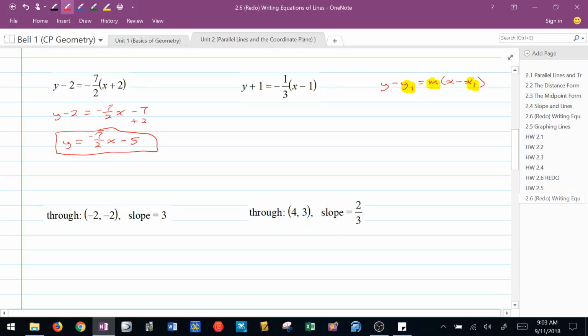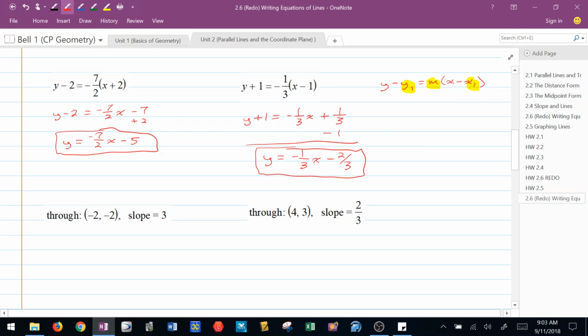Same idea in this next one. Distribute: y plus 1 equals negative 1/3 x. Then I have negative 1/3 times negative 1. That's going to be positive 1/3. And then I have to subtract 1 from both sides. So I'll have y equals negative 1/3 x, and then I have 1/3 minus 1, which would be negative 2/3.